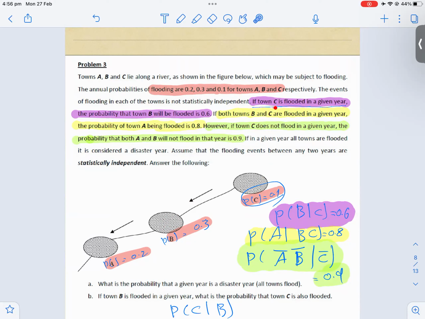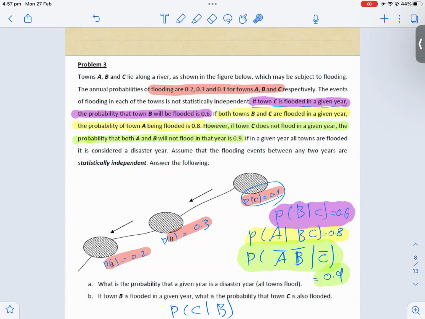If the town C is flooded in a given year, then the probability that the second city will be flooded is written here, 6/10. So let's assume that C is flooded. Then the probability of the flooding for the second city will be higher, not 3/10, it will be twice. So 6/10 here.